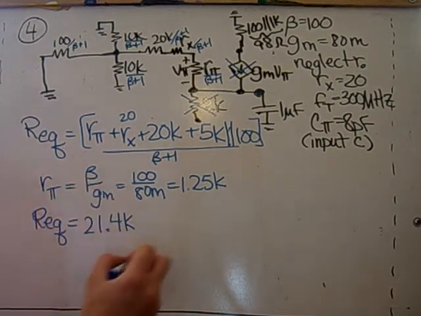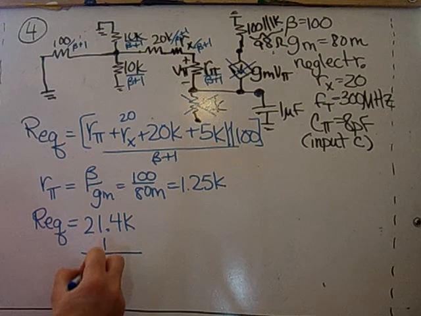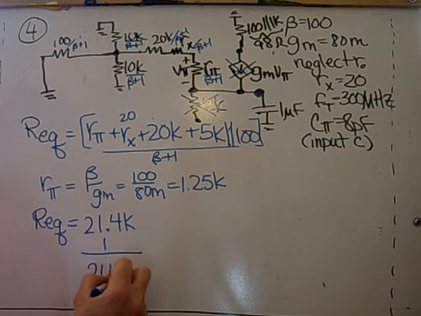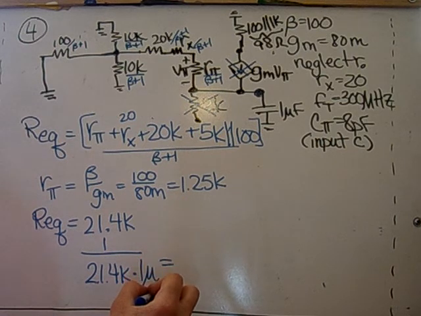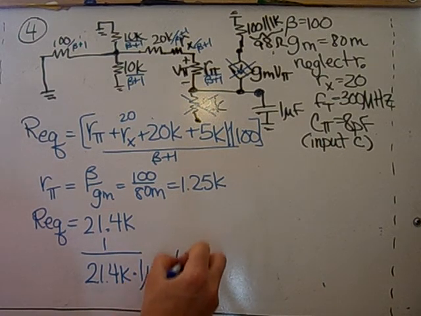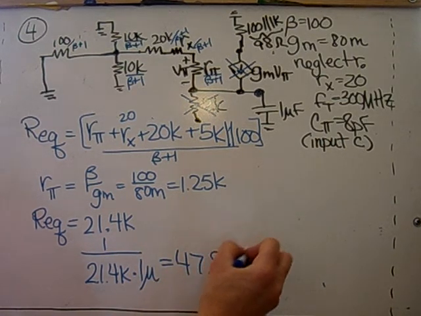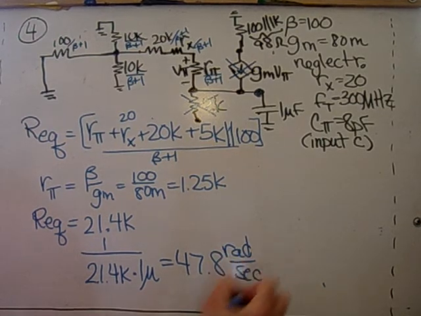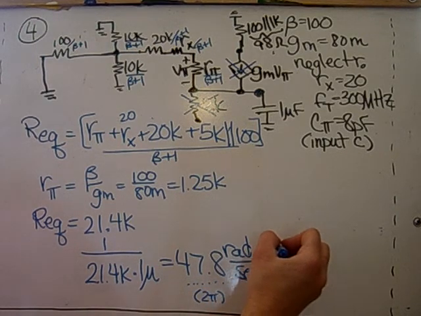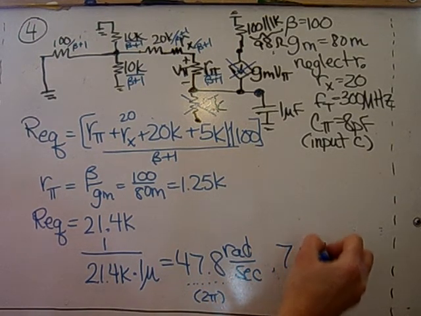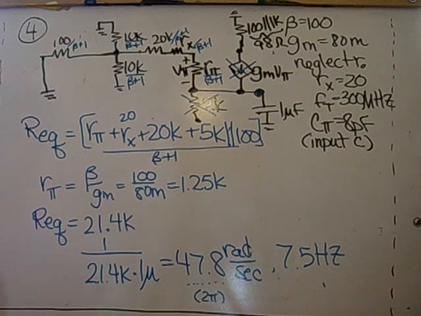So now I take 1 over the R equivalent times the capacitance value, which is 1 micro, and that gives a value of 47.8 radians per second. Divide it by 2 pi to get hertz, and that gives 7.5 hertz. So this is the low frequency.